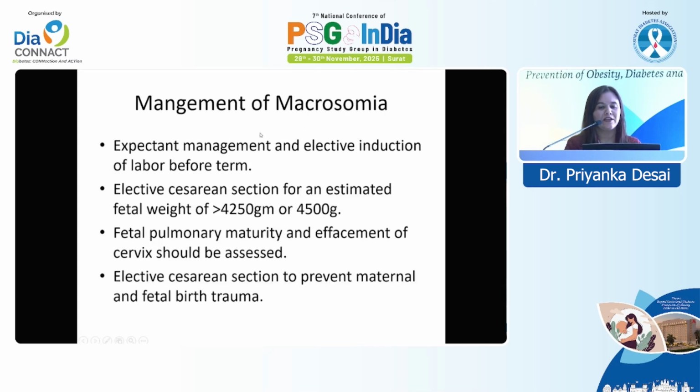So how do we manage macrosomia? Expectant management and elective induction of labor at term. If the fetal weight is more than 4,252 grams, an elective C-section should be performed. We have to look for pulmonary maturity and effacement of the cervix.